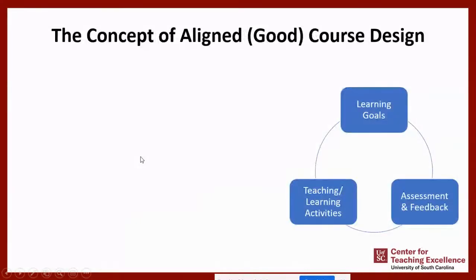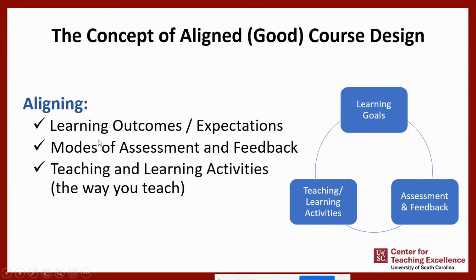So let's look at this. What is alignment in course design? Good courses are aligned. And so what we mean by this is that there are three general sections of a good course. There are the learning outcomes, or the goals or the expectations, what students are going to get from the course, what you want them to learn. There are the modes of assessment. So what are the students doing for the grades to show their learning, the way they get feedback, are they learning? And then there are the teaching and learning activities.